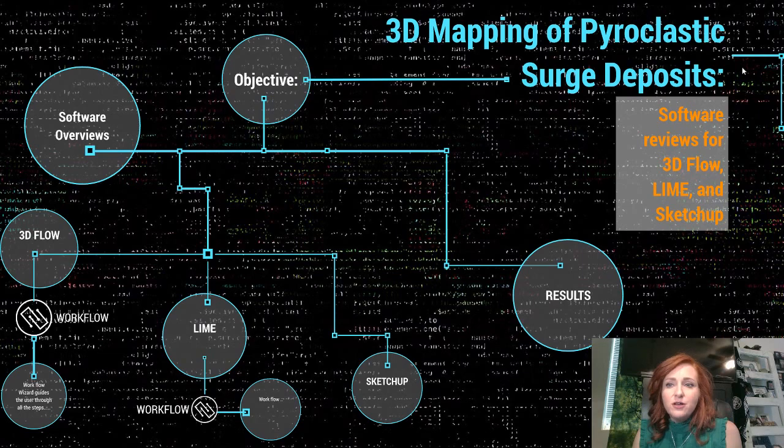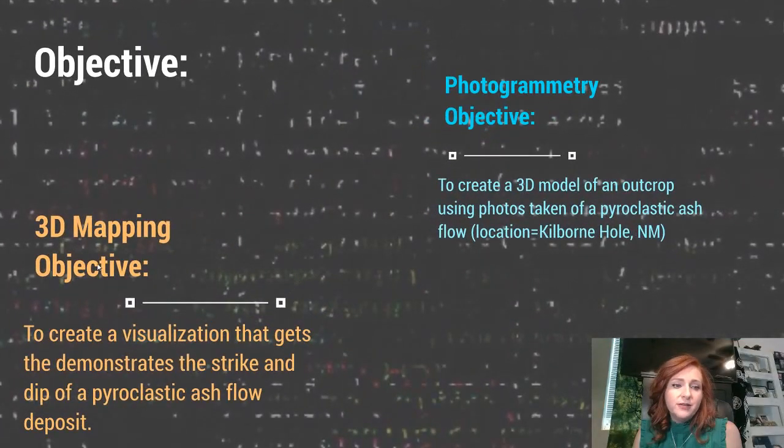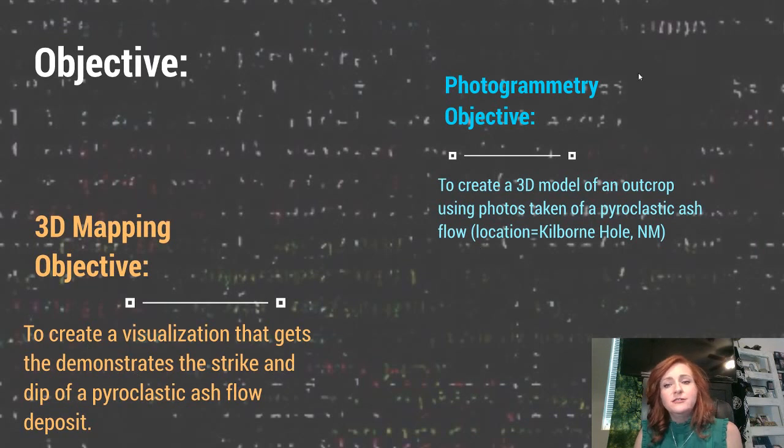So first of all, we're going to go ahead and get started with the presentation. I'm going to go over the objective, which basically was to create a 3D model of an outcrop, which I photographed at my project area at Kilbourne Hole in New Mexico. This is a Mars volcano that exploded many thousands of years ago and left a crater. So there are some excellent outcrops out there to make 3D models of.